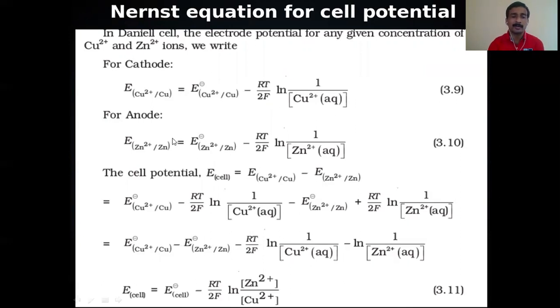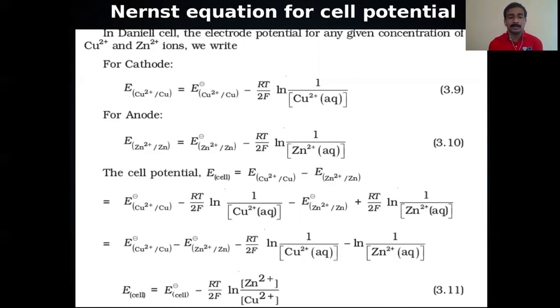And similarly for the anode, E of Zn2+|Zn is equal to E0 Zn2+|Zn minus RT by nF Ln 1 by Zn2+. So the cell potential, E cell, is equal to E of copper minus E of zinc, cathode minus anode. E0 of Cu2+|Cu minus RT by 2F Ln 1 by Cu2+ aqueous, minus E0 of Zn2+|Zn plus RT by 2F Ln 1 by Zn2+.